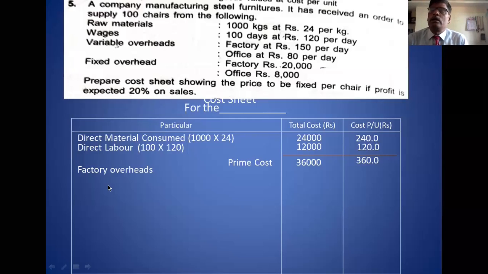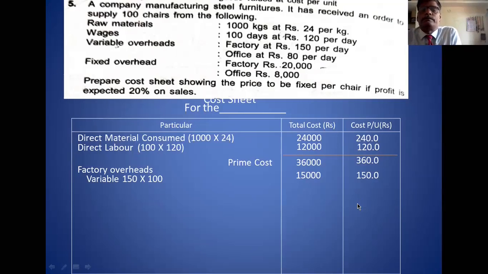Under the factory overhead, you take the variable factory overhead and fixed factory overhead. First is variable. What is the variable factory overhead? 150 per day is the cost, and your laborers require 100 days to complete the job. Therefore, multiply it. This is 15,000. Variable factory overhead is 15,000. Divide by 100, you will get 150 per chair.